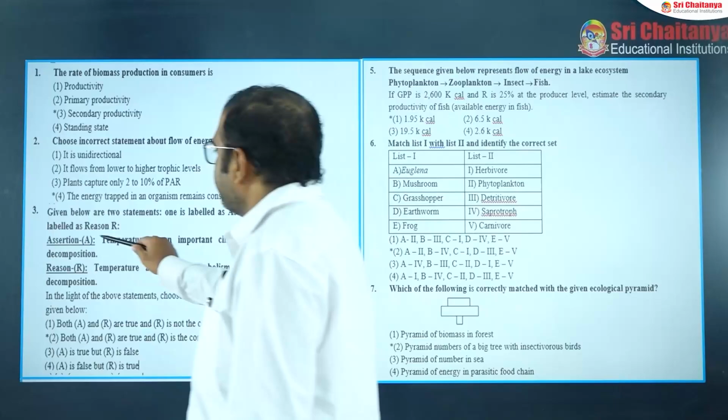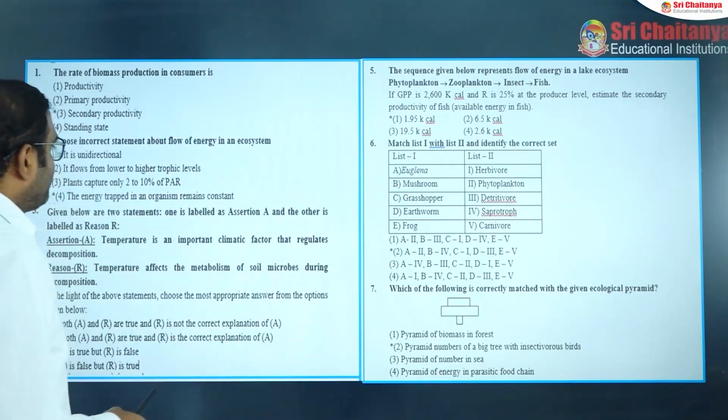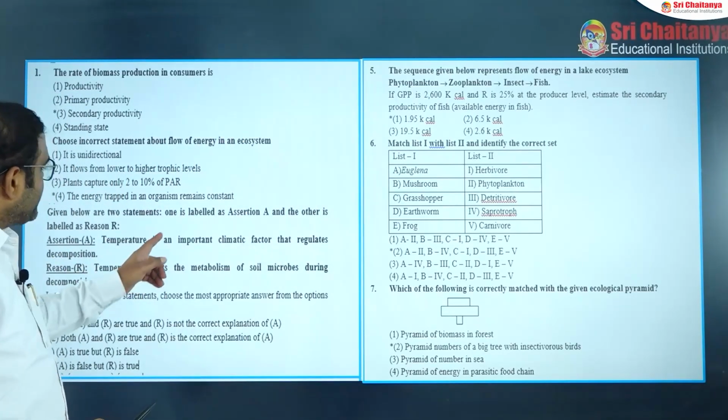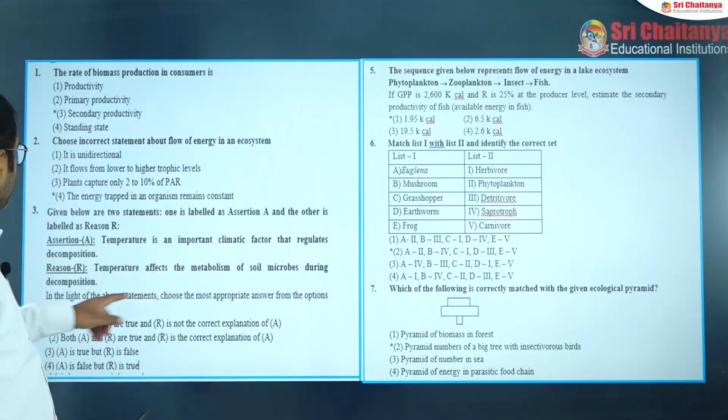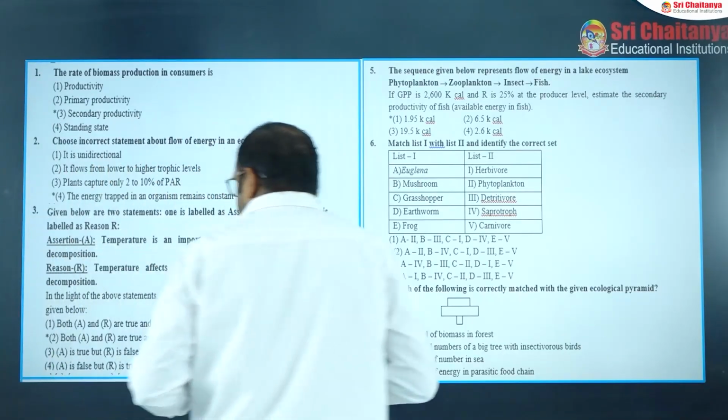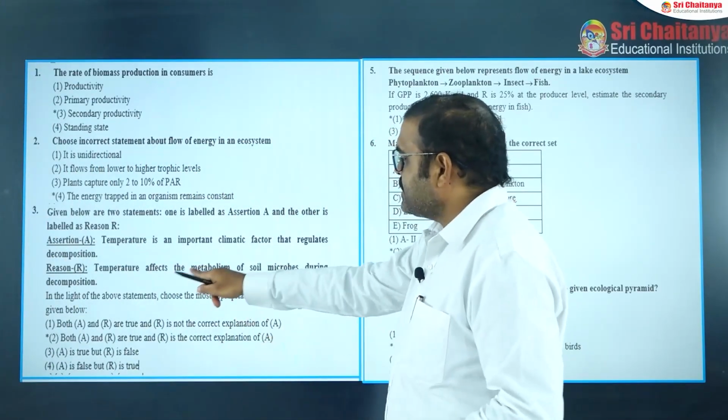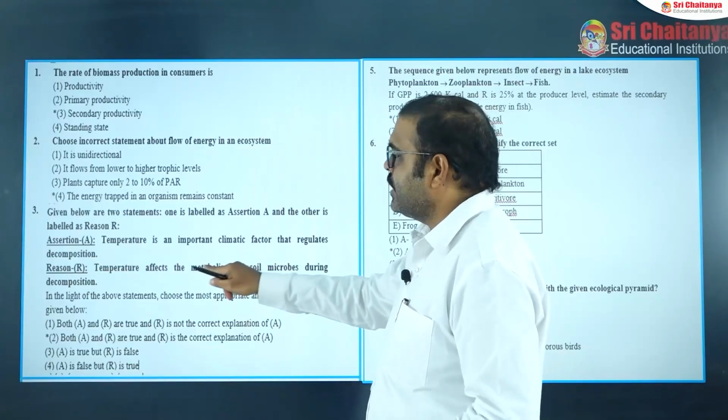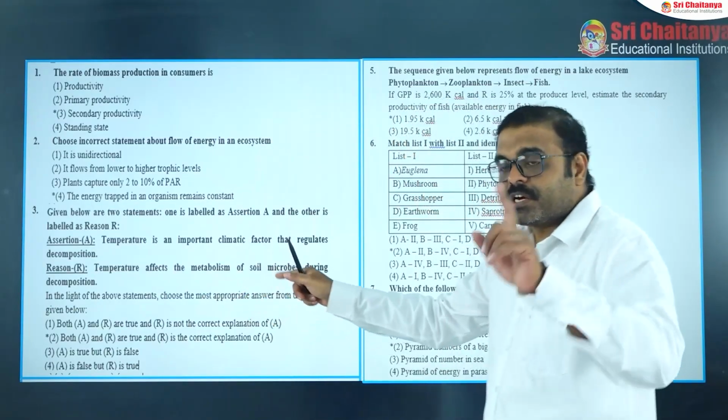Next one is, given below are two statements, one labeled assertion and the other reason. In that case, temperature is an important climatic factor that regulates decomposition, which is correct. And the next one, the temperature affects the metabolism of soil microbes during decomposition. It is also correct and is the correct explanation.